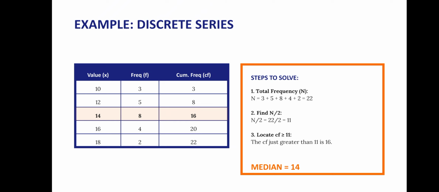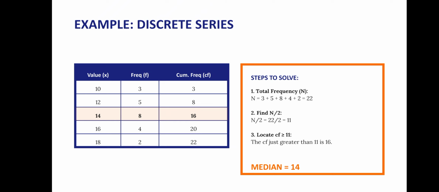We can find the cumulative frequency. As you can see, the first frequency is 3 here. 3 plus 5 becomes 8. 8 plus 8 becomes 16. 16 plus 4 becomes 20. And 20 plus 2 becomes 22. You can add f and cf in a zigzag manner to find the respective values.